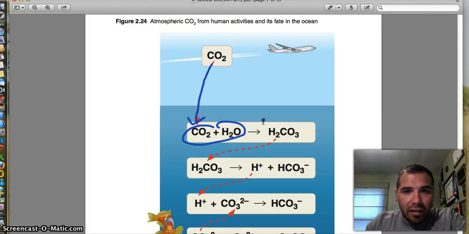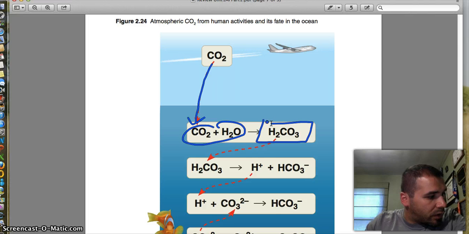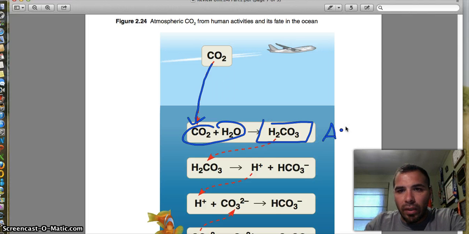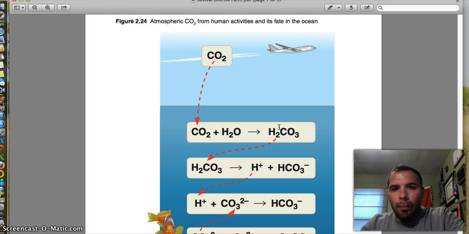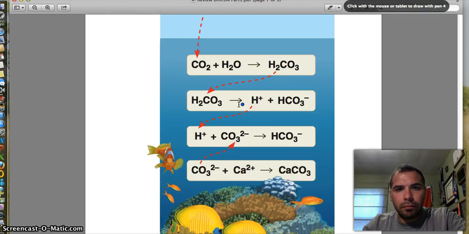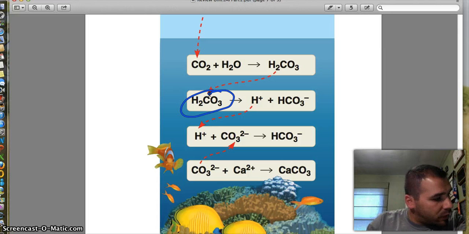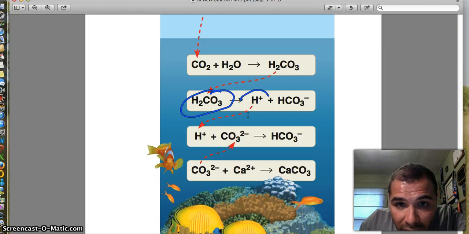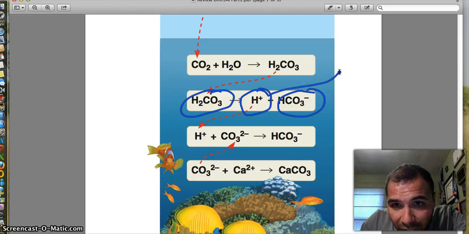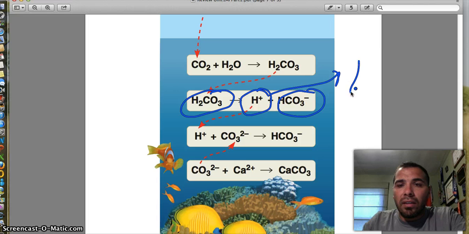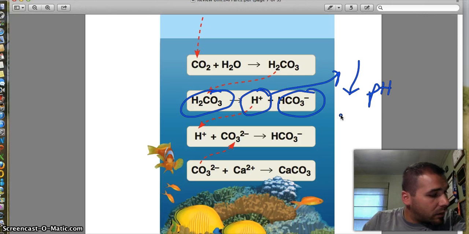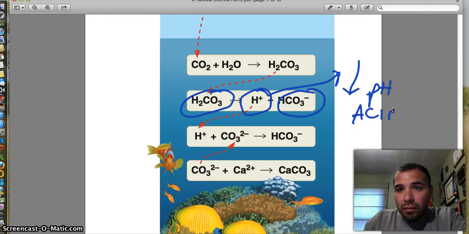These two are going to react, and it's going to form H2CO3, which is carbonic acid. So we have a weak acid here. So far, so good. Now, our weak acid, carbonic acid, dissociates into H plus and bicarbonate. Well, this H plus is going to cause a decrease on the pH scale, which is essentially going to cause water to become acidic.